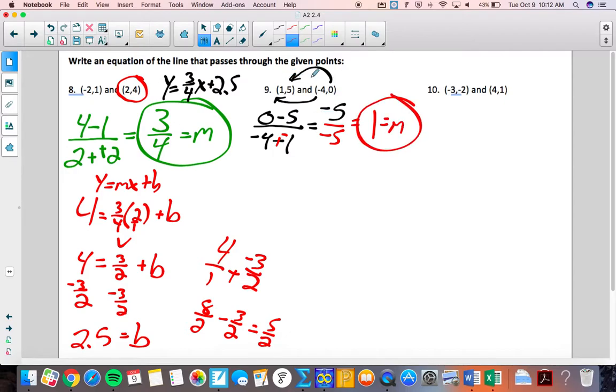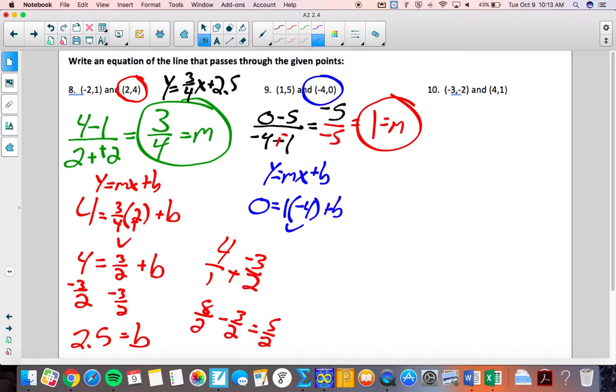Now use any one of these coordinate pairs to solve for the y-intercept by plugging it into slope-intercept form. So I'm going to pick this point, because sometimes working with a 0 is easier. Depends on the situation, but usually it is. So 0 for y, 1 for m, x is -4 plus b. So simplify the m times x, which is -4.